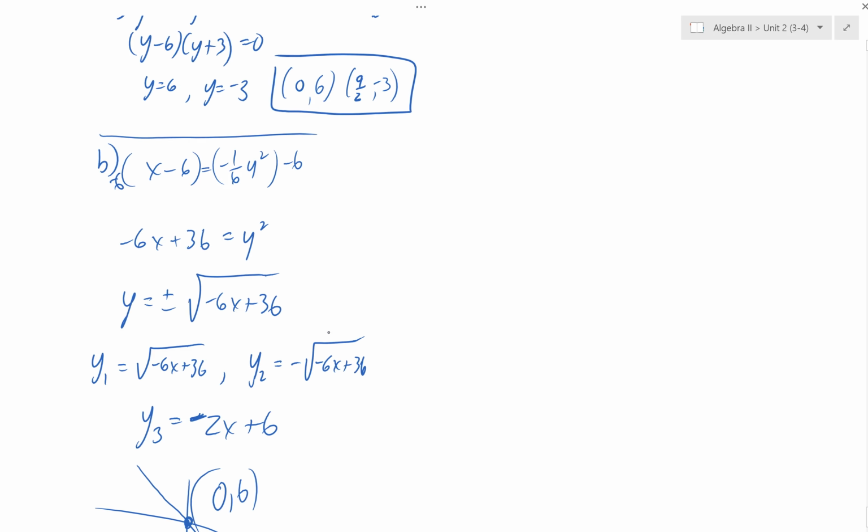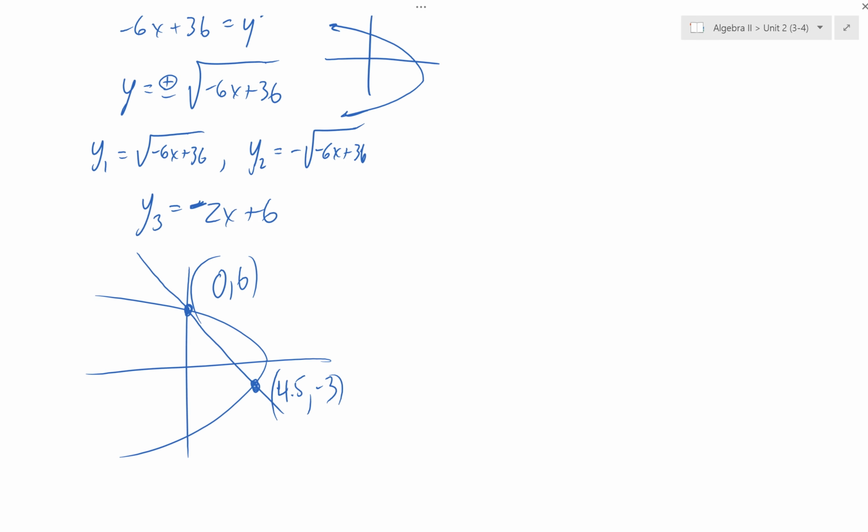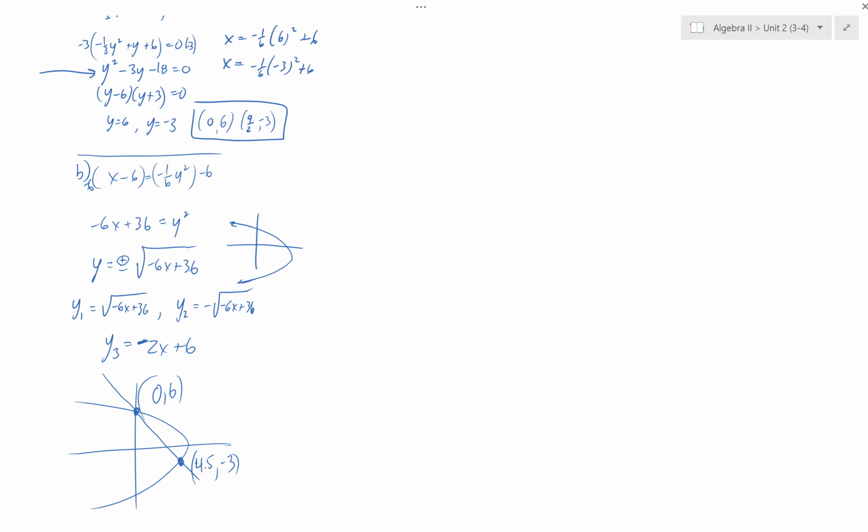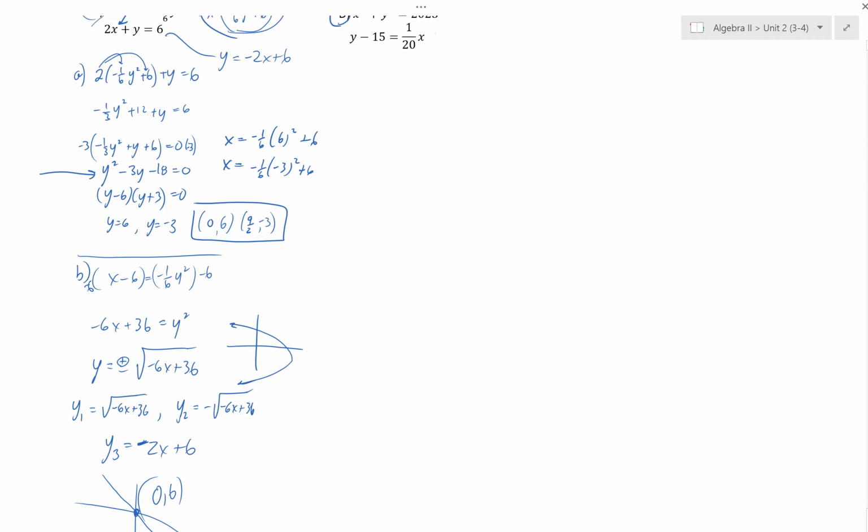So then we end up with, when we take the square root of both sides, remember we have to do plus and minus. And that gives us two different equations. When you do the plus, that gives you the top half of the parabola. And when you do the minus, it gives you the bottom half of the parabola. And so that gives us the parabola and the line showing the same two intersection points that we got algebraically. So the key is, in order to do it on your graphing calculator, you have to solve the parabola equation for y.